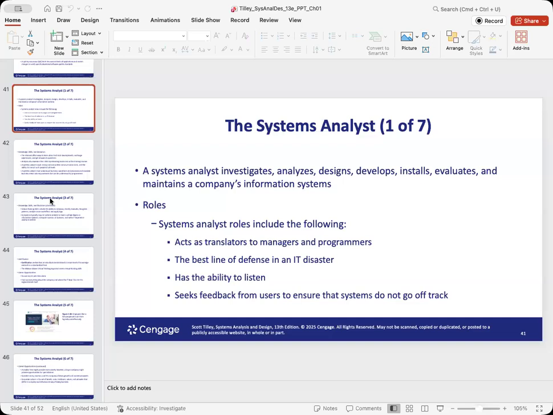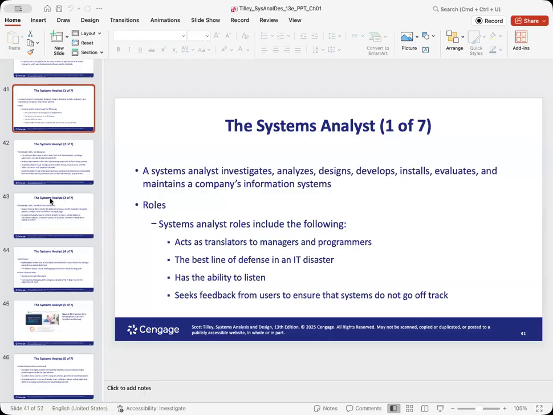All right, so somebody was asking about a career path earlier. After this course, you can be a systems analyst. And as a systems analyst, your job is to investigate, analyze, develop, install, and evaluate. So you have a lot of work under your hands. And then these are your roles.